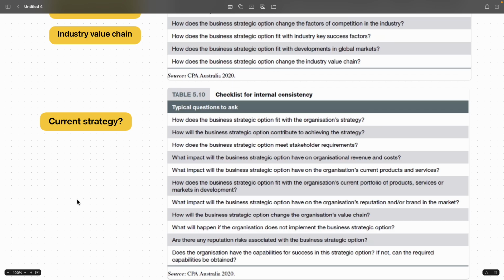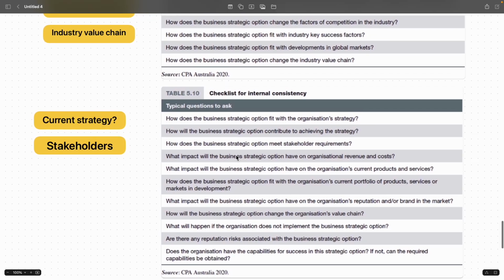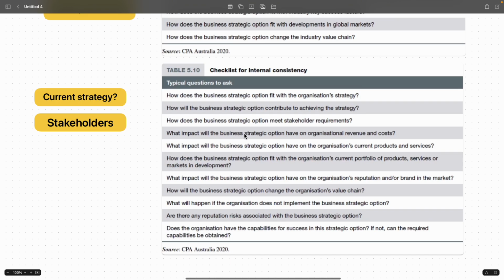How does the option meet stakeholder requirements? Okay, so here's another keyword that comes up: stakeholder assessment. Then you have to consider what impact it will have on revenue and costs. So remember, is it going to raise revenue or lower costs? Okay, so that's another fit that you're looking at.